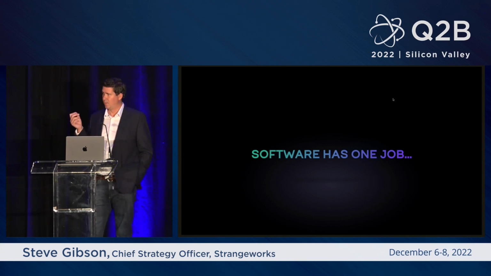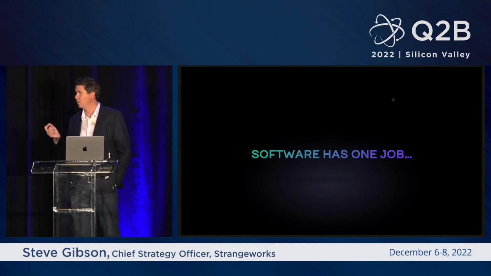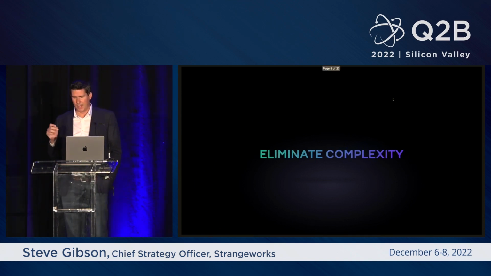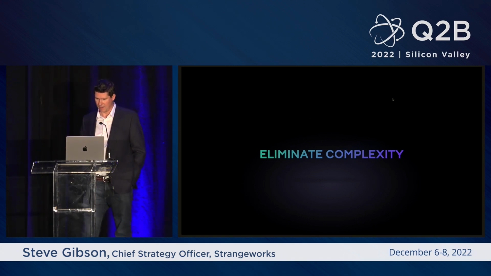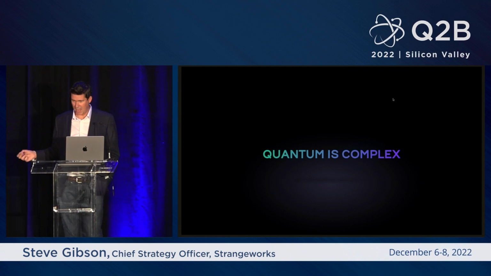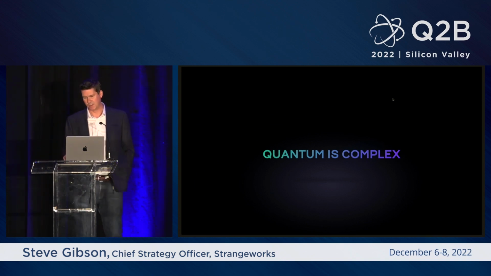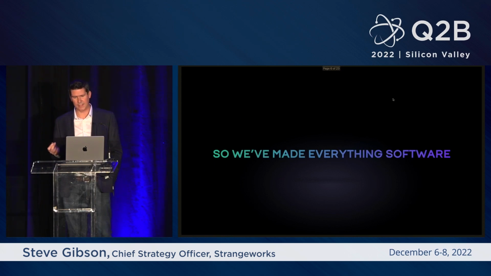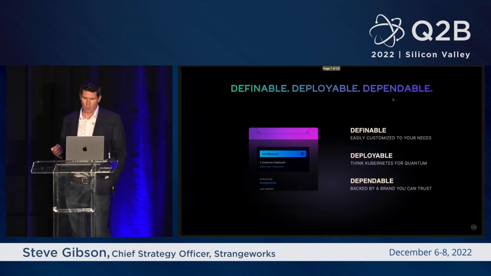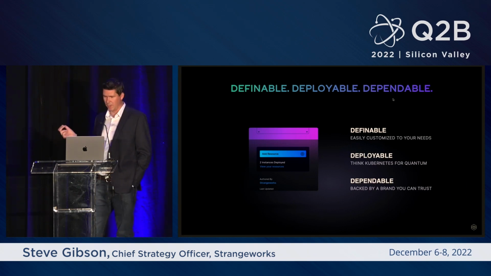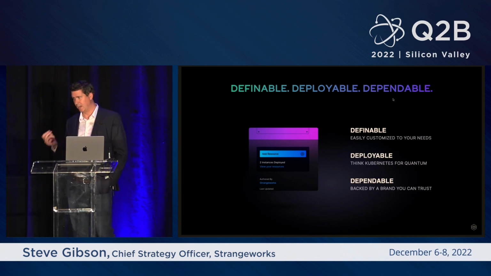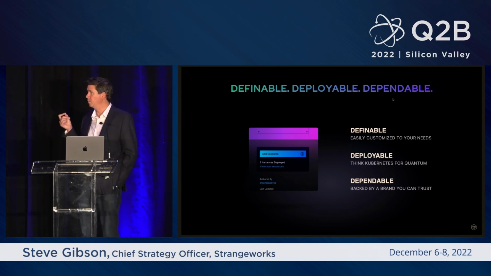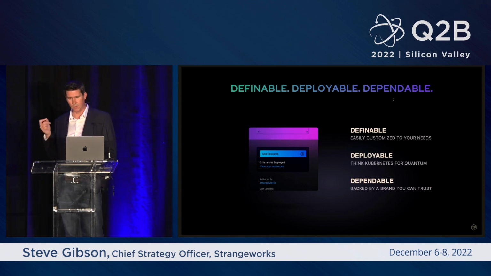So, before we get started, as an organization, we are very much a software team, and so we recognize that software has one job, and that job is to try and eliminate complexity. However, everyone out there keeps telling me that quantum is really complex. So how do you take the two? And basically, we made everything software. So everything within our platform, and I'll give you a demo in a minute, is effectively a resource that is then deployable. It can be customized to your needs, and you'll see an example of that one in a minute. And then we make sure that everything is tried, tested, and so it's very dependable.